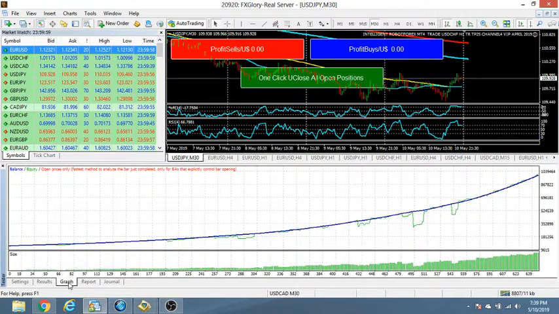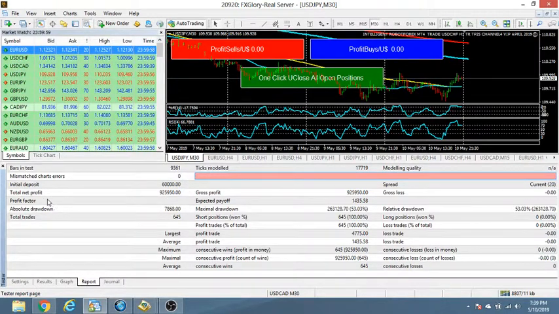Okay, now it looks like this. The graph looks like this, and now look at the profit here. The initial deposit here is 60K, and now the profit you have made is 900,000. Okay, that's 900,000.